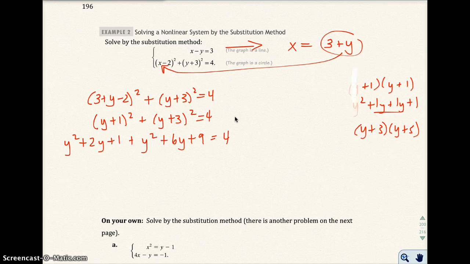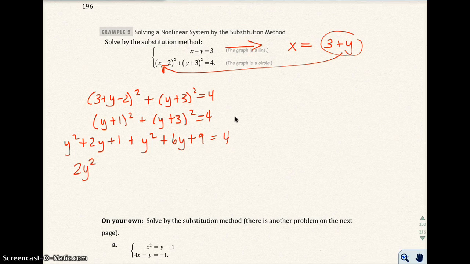So I'm going to write that. So now I get, when I combine like terms, 2y squared. This gives me plus 8y. And 1 plus 9 is 10, plus 10 equals 4. So 2y squared plus 8y, subtract 4 from both sides, plus 6 equals 0.